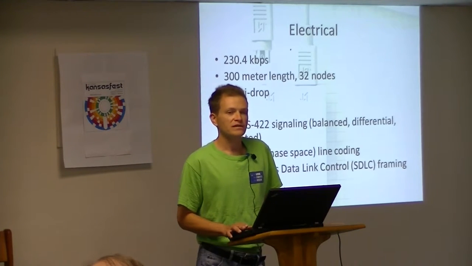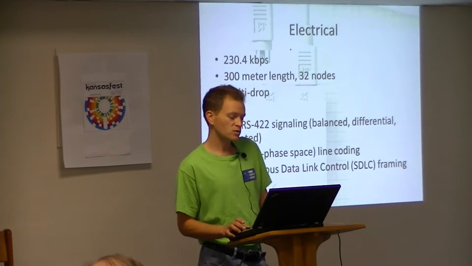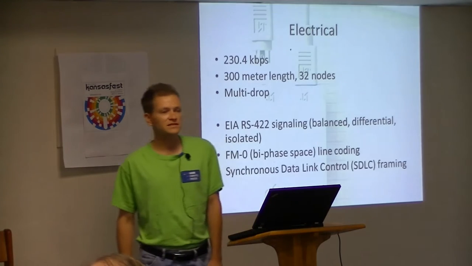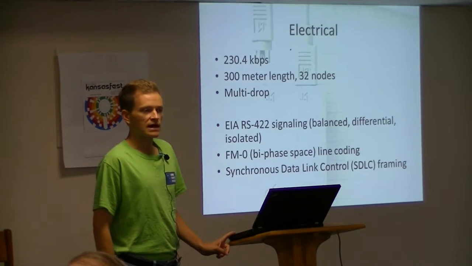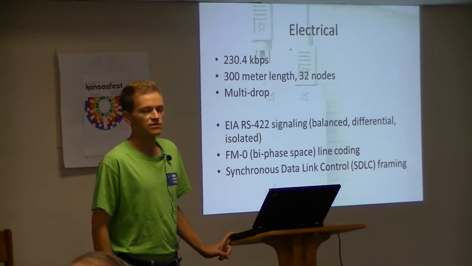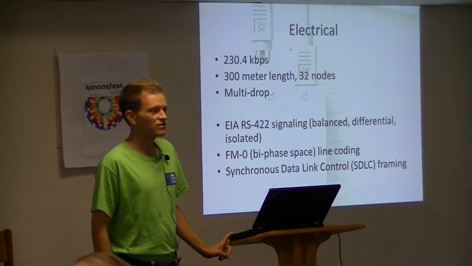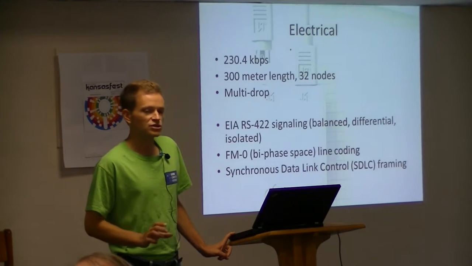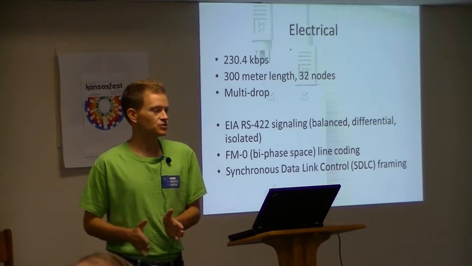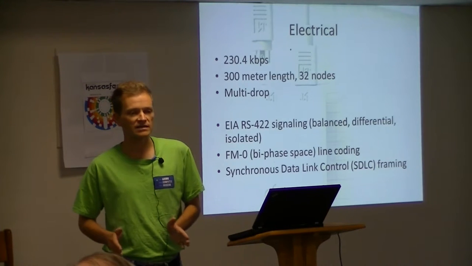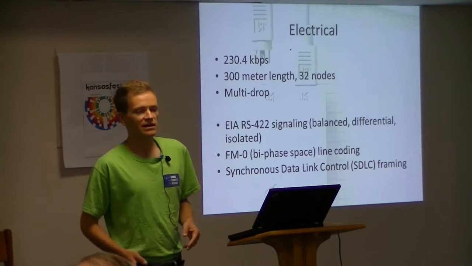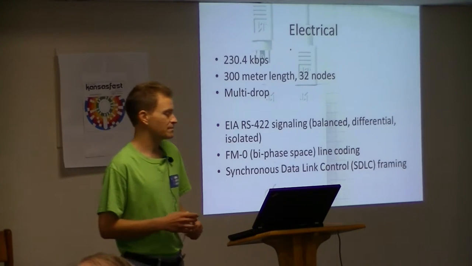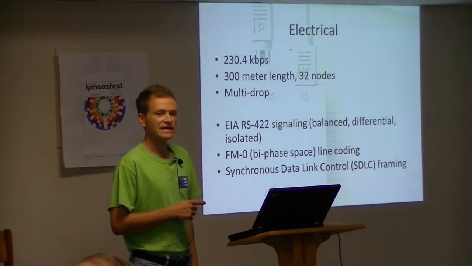But that's not all that is different about LocalTalk signaling. It uses what's called FM0, or bi-phase space line coding. FM0 is sort of like how information is encoded on your 5¼-inch floppy disks. When you're trying to read information off a disk, you need to be able to synchronize to the disk so you can figure out where a byte starts and where it ends. There's a complicated technique for what you can write, how you have to write it, and how you have to read it, to be able to synchronize to that stream. With FM0 line coding, it does something similar.